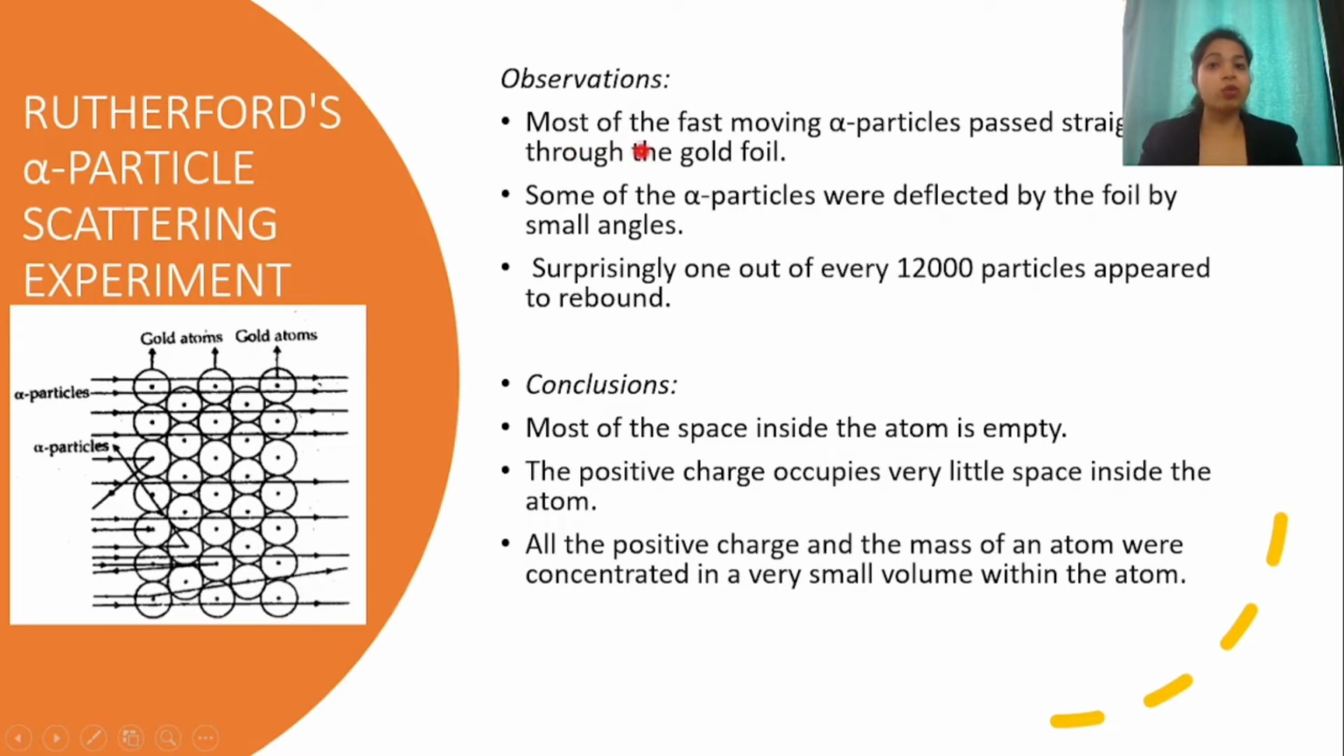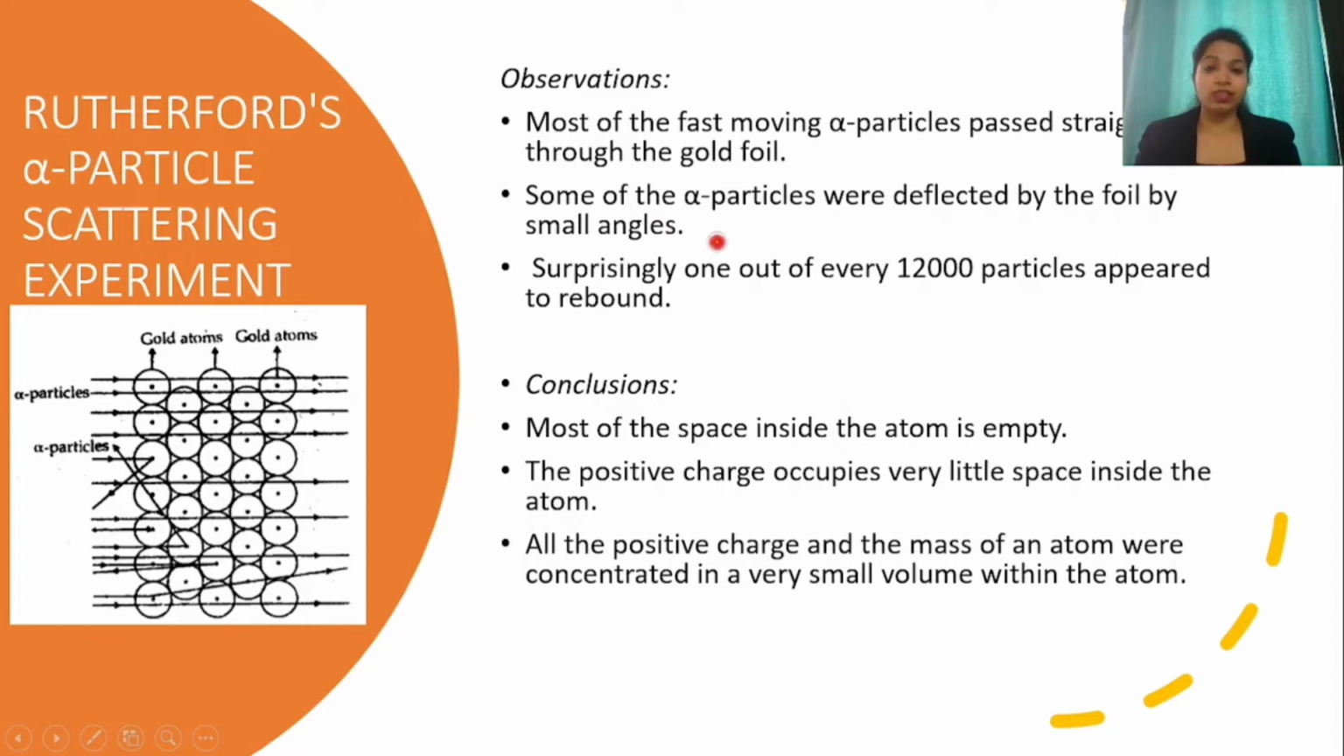He observed that most of the fast-moving alpha particles pass straight through the foil. You can see here that these are alpha particles being bombarded on the thin gold foil, and most of the particles are going straight without getting deflected from their paths. With this observation, he concluded that most of the space inside the atom is empty, whereas J.J. Thomson said that there's a positive sphere and the electrons are embedded. But here he could see that since most of the particles are going straight and not getting deflected, most of the space inside the atom is empty.